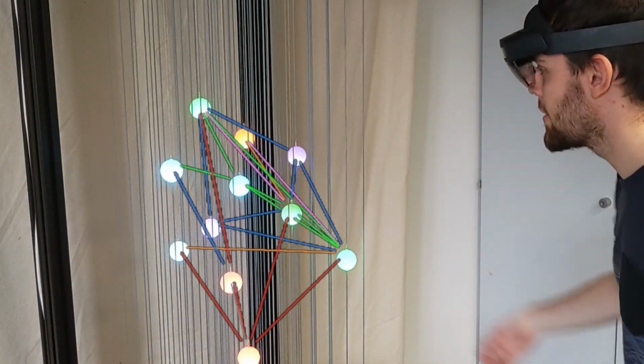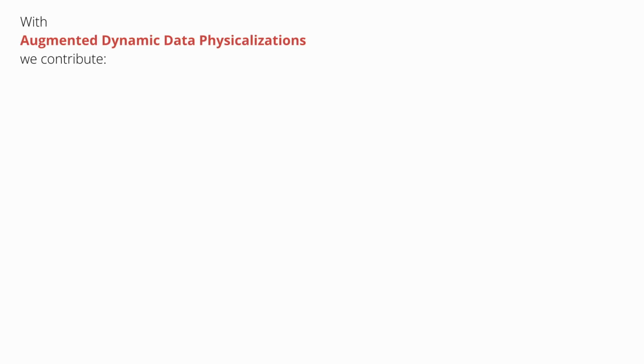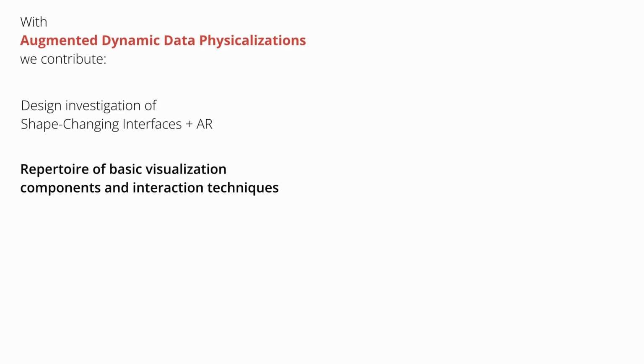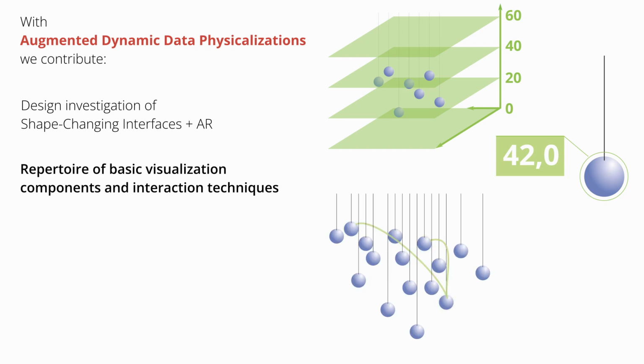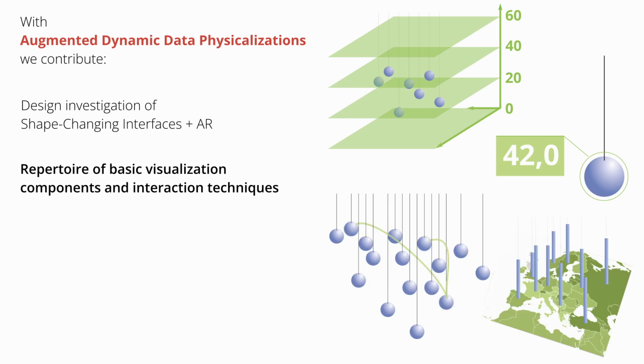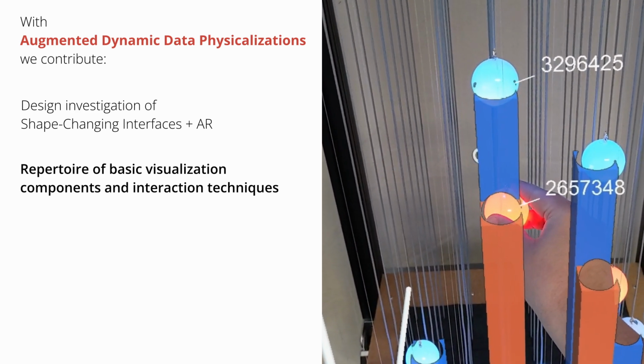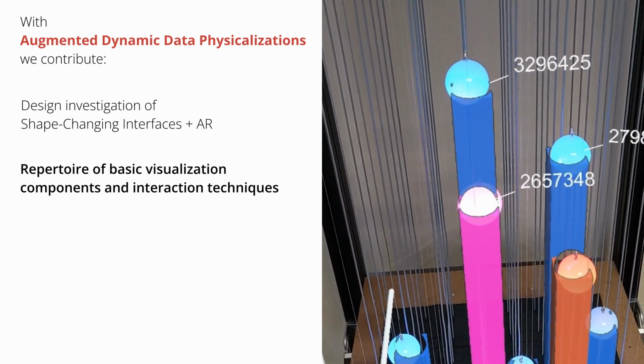We call this concept augmented data physicalization, for which we contribute a systematic design investigation in blending shape-shading interfaces with augmented reality. We provide a structured repertoire of essential visualization components such as axes, labels, links, or similar contextual information. We further discuss interaction techniques that facilitate direct input on the physical device, as well as remote gesture input.